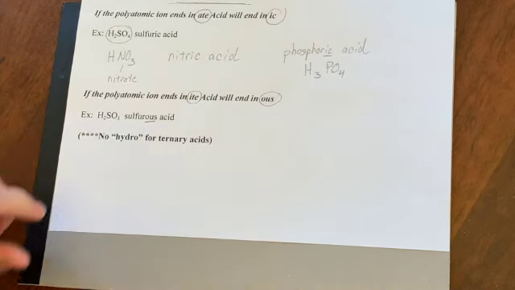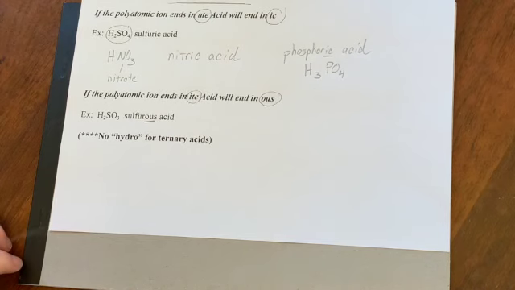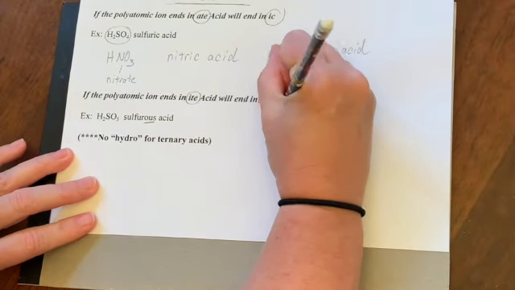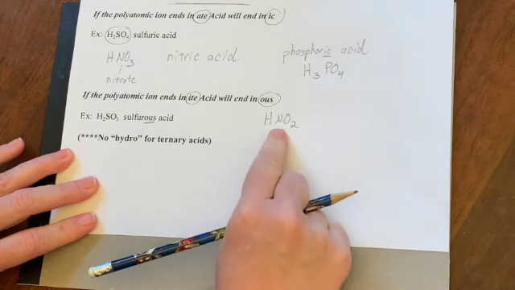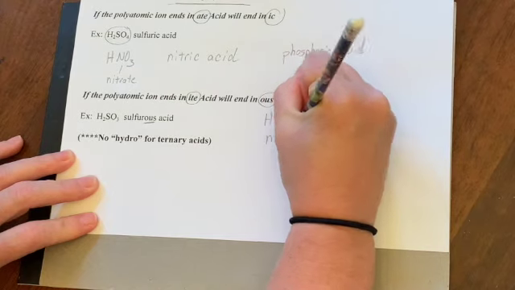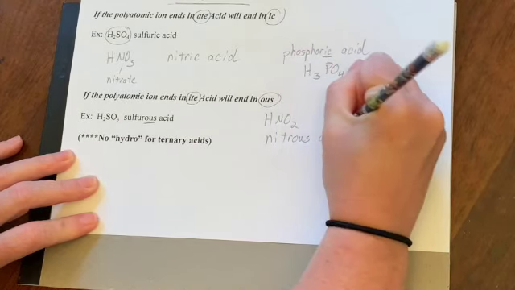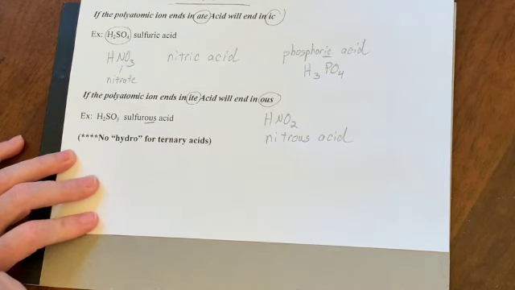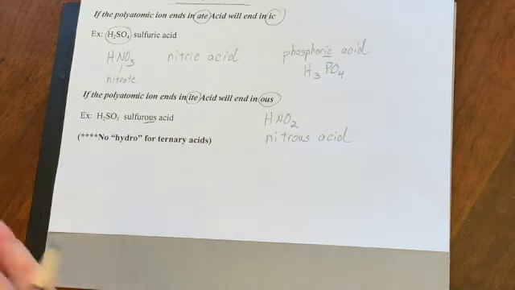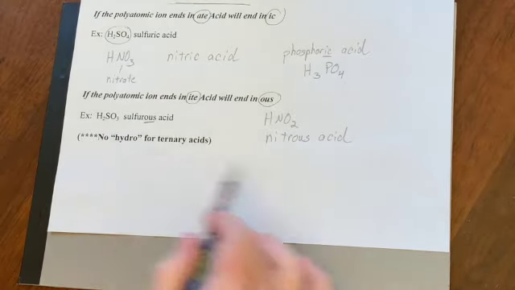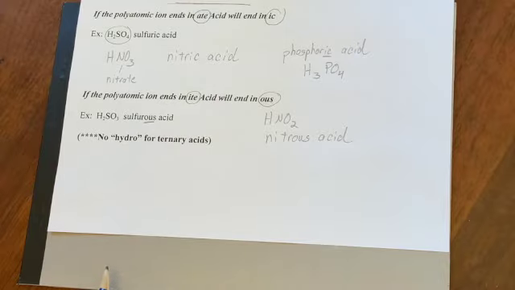Let's stick with that same theme, and I were to give you HNO2. NO2 is nitrite, so this one is going to be nitrous acid. There's only 1 hydrogen in nitrous acid because NO2 has a -1 charge. So we are going back to those ionic compounds, making sure those charges balance, because that is the same with the acids.